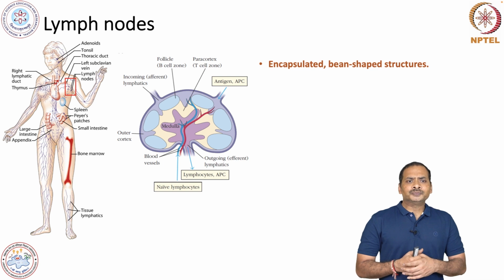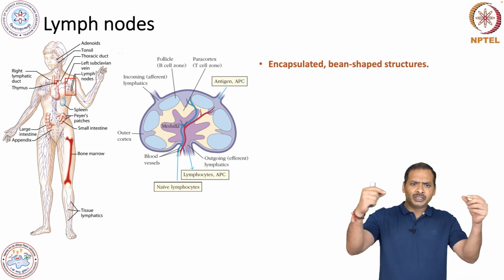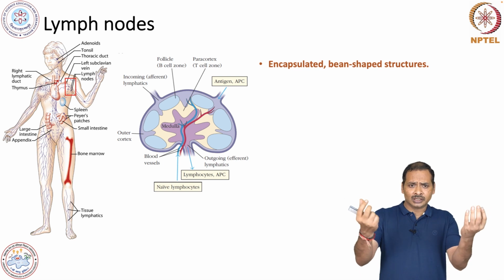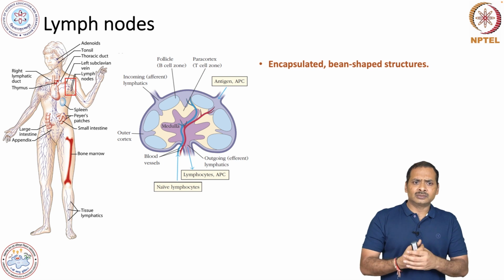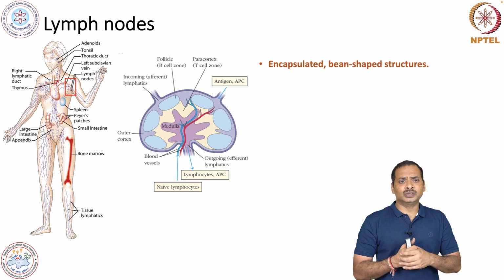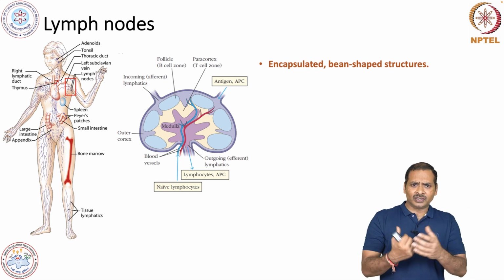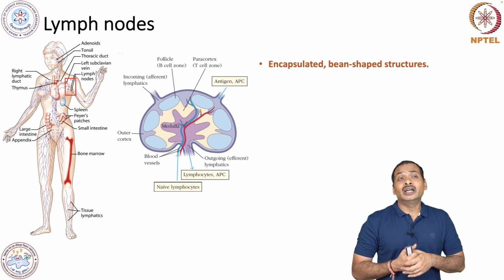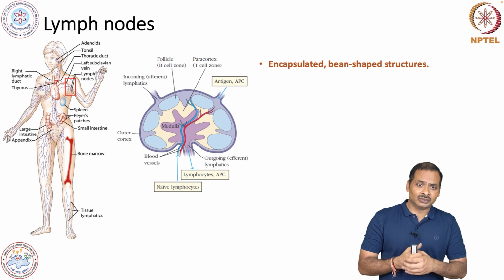In this image you can see the afferent vessels. There are so many afferent vessels in the lymph node, so the lymph is coming from many places, and everything is going into this lymph node. Then there is the follicle, which is the B cell zone, and the paracortex, which is the T cell zone. The afferent vessel is rich in antigen and antigen presenting cells. We will discuss these antigen presenting cells when we take up the immune cells.